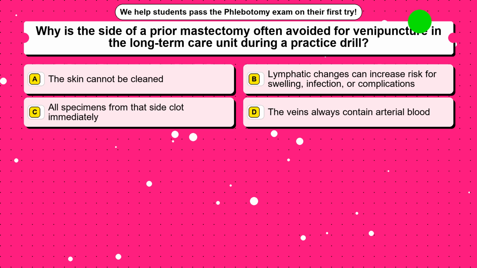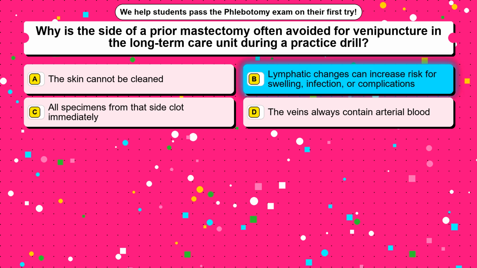Question 26. Why is the site of a prior mastectomy often avoided for venipuncture in the long-term care unit during a practice drill? Option A. The skin cannot be cleaned. Option B. Lymphatic changes can increase risk for swelling, infection, or complications. Option C. All specimens from that side clot immediately. Option D. The veins always contain arterial blood.